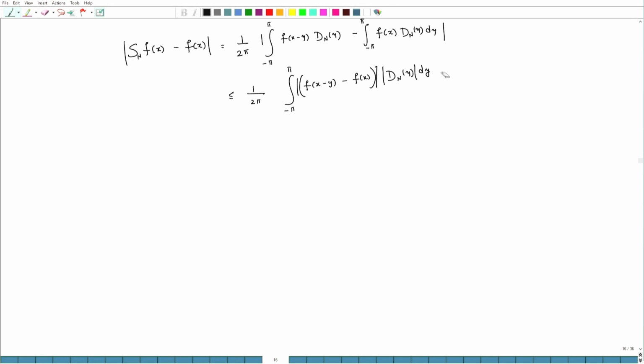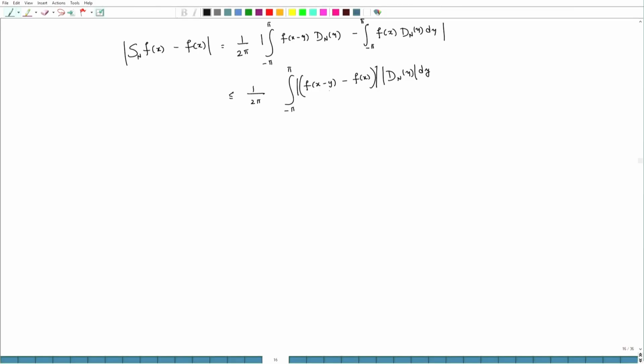Now, let us say that f is a continuous function. Then for small y, f of x minus y minus f of x is going to be small. Then we are left with the absolute value of the integral of D_n of y for small y. That is what we will see in the next lecture, by breaking this integral into small y near 0 and away from 0.